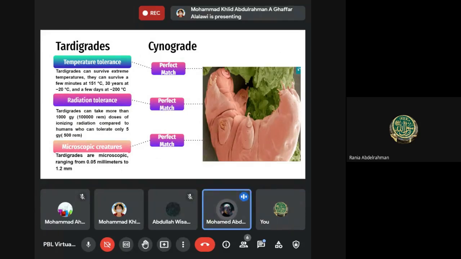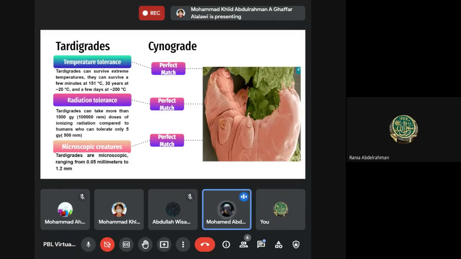After researching the most important features needed for our alien to survive, we extended our research to find a matching organism from our planet Earth that has the important features needed for our alien. And we were lucky to find a perfect match, which was the tardigrade. First, temperature tolerance. Tardigrades can tolerate very high Celsius and very low temperatures, up to negative.